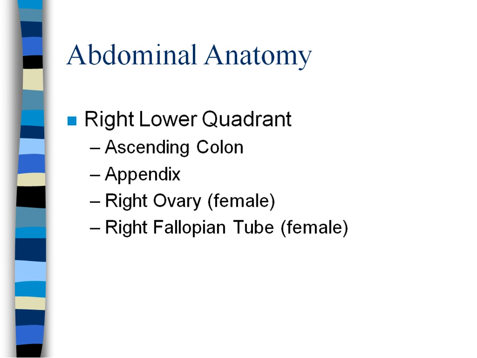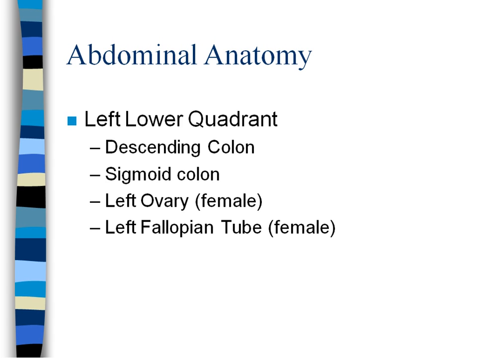Right lower: ascending colon, appendix, right ovary, and then the right fallopian tube. And this is, of course, only females, who have an ovary and a fallopian tube. Left lower quadrant, again, the colon, the left ovary, and the left fallopian tube.